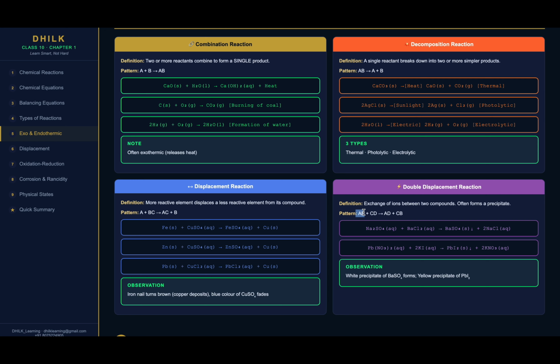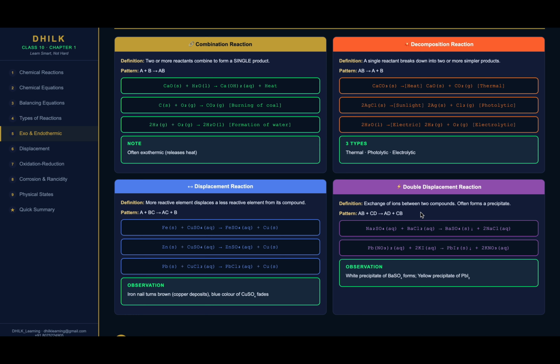AB has two ions, a cation and anion. In CD, there are two ions, cation and anion. So the cation of AB will react with the anion of CD, and the cation of CD will react with the anion of AB, and they form the corresponding products. And in the equations, you can note this point: in every equation, the first one will be the cation and the second the anion. So here in AB, A is the cation, B is the anion, and in CD, C is the cation and D is the anion. So the cation of AB will combine with the anion of CD, and you will get AD and CB. So this is how a double displacement reaction works.